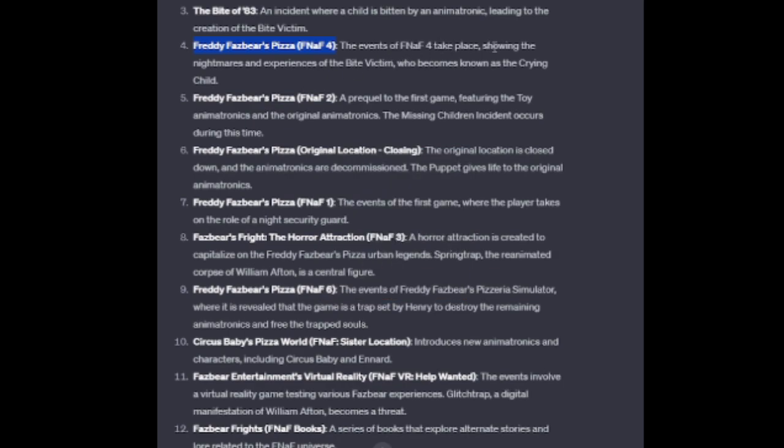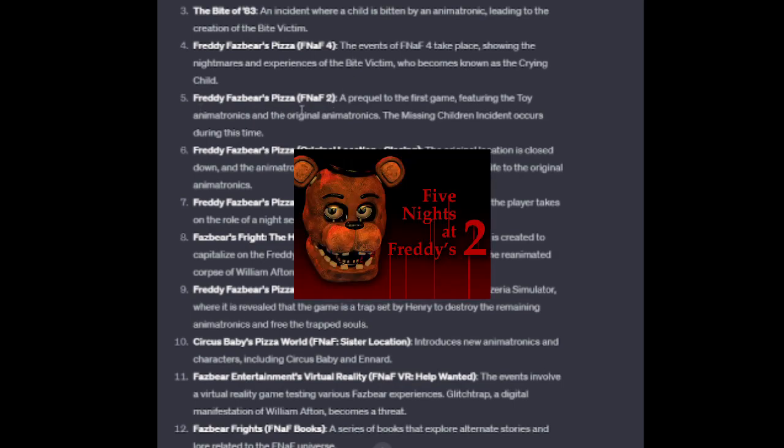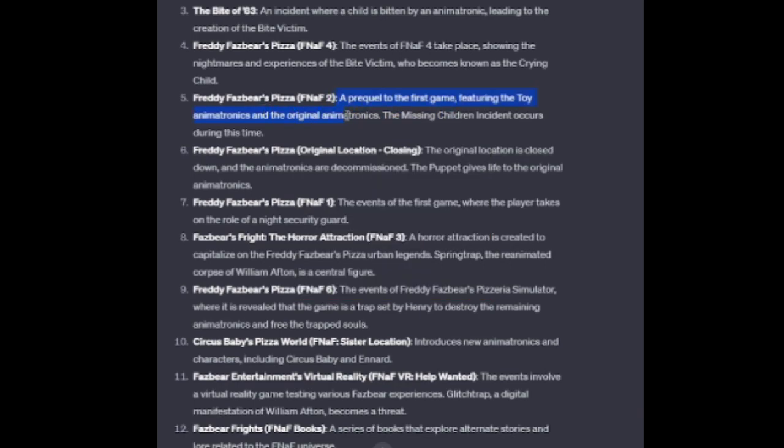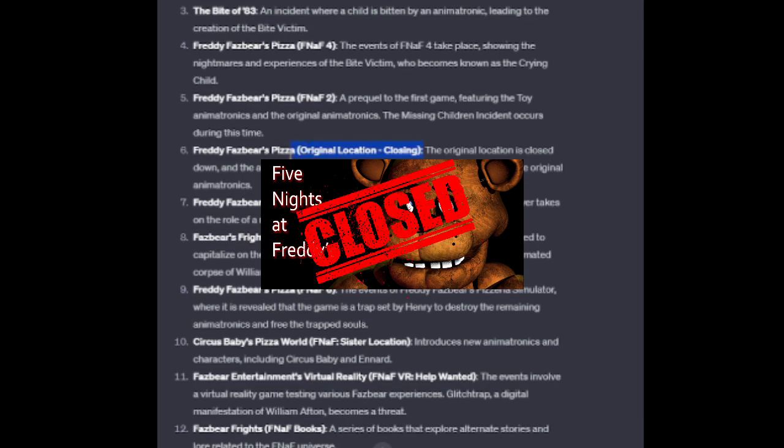The events of FNAF 4 take place, showing the nightmares and experiences of the bite victim, who becomes known as the Crying Child. So it also believes that FNAF 4 is inside of the mind of the Crying Child. I don't know how I feel about that one, ChatGPT, but that's up for debate. Freddy Fazbear's 2. So FNAF 2, a prequel to the first game. So we go from the Bite of 83 to FNAF 4 to FNAF 2. Original location closing.